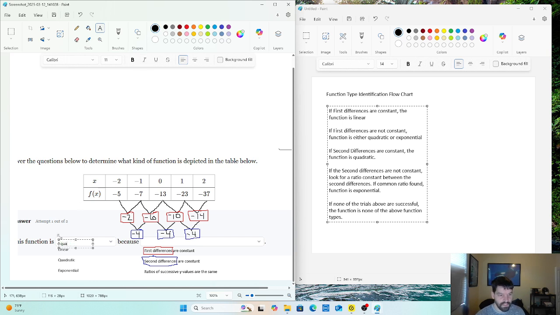This is going to be a quadratic function because the second differences are constant.